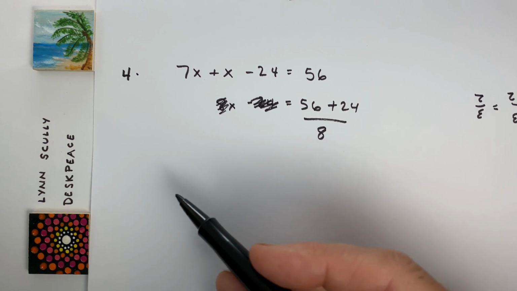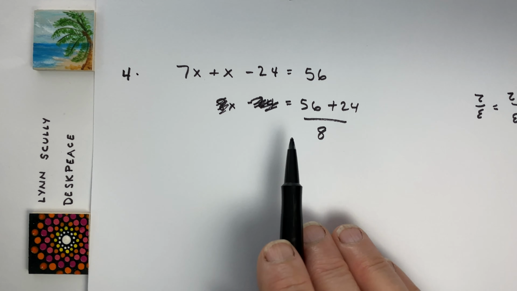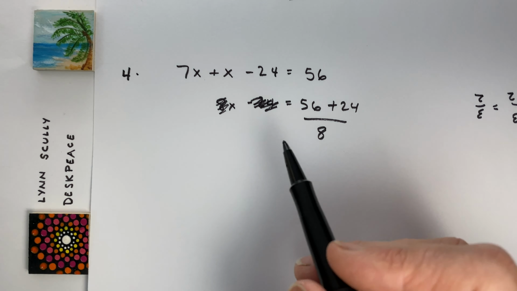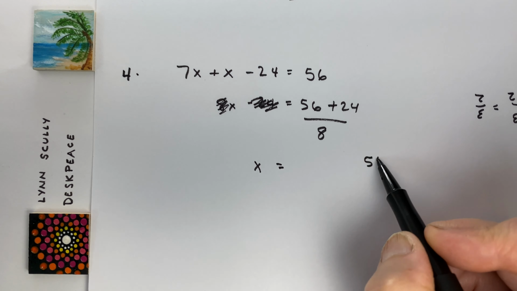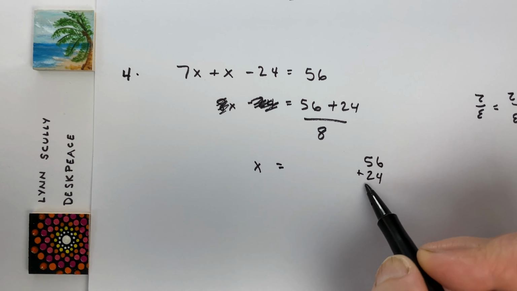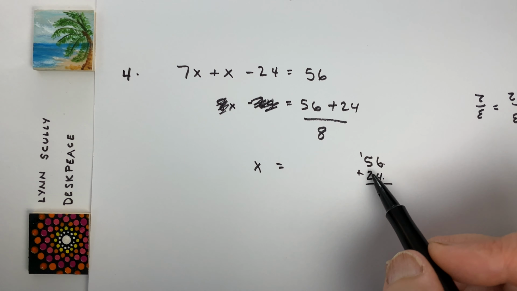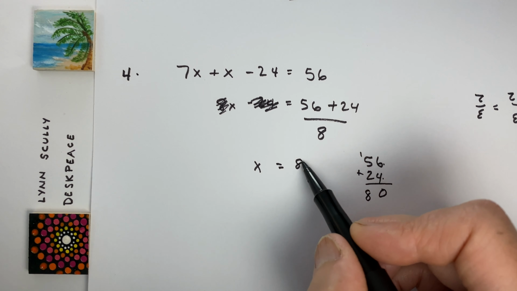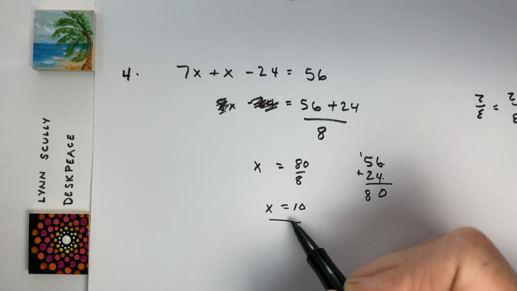Am I moving quickly? I am, because there's a flow to these. And as you start getting the flow, to slow down actually might confuse you again. So here's the x, here's the equal sign, 56 plus 24. 6 plus 4 is 0, put up the 1. 5, 6, 7, 8. I have 80 over 8, which is 10.